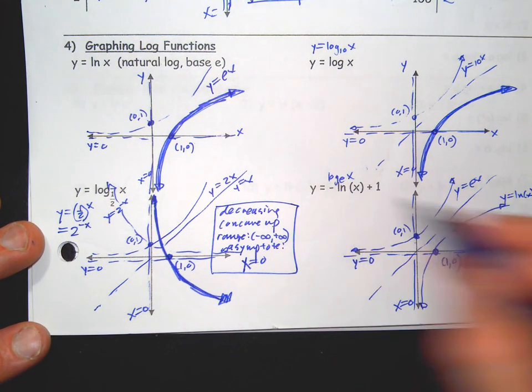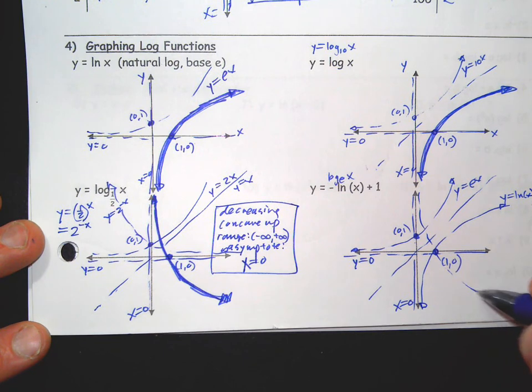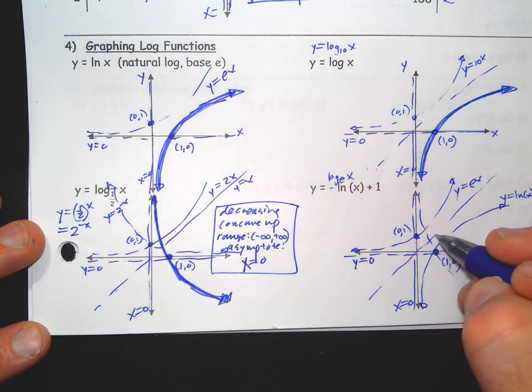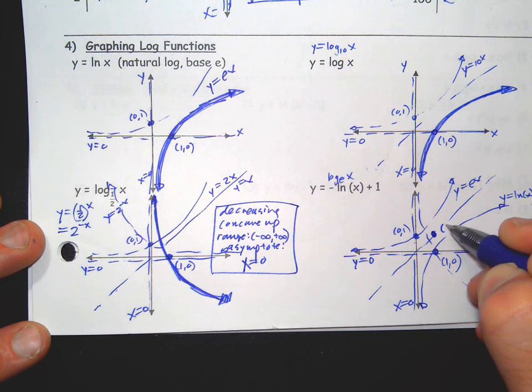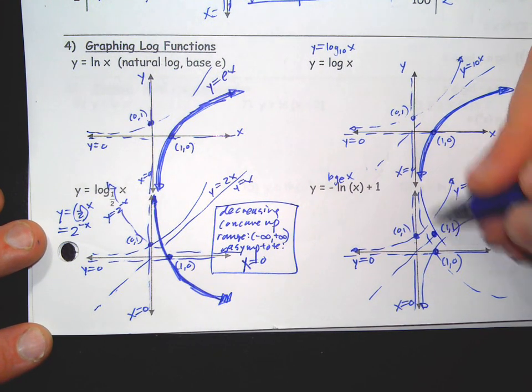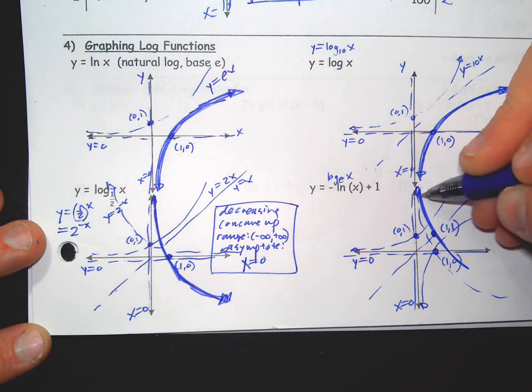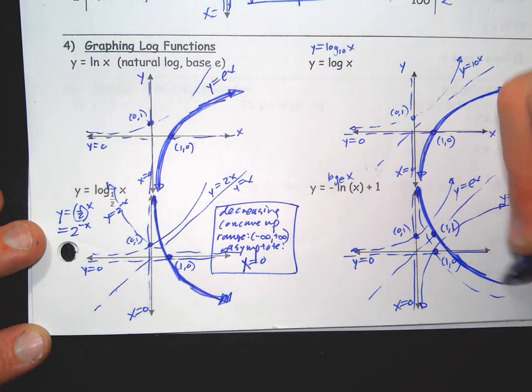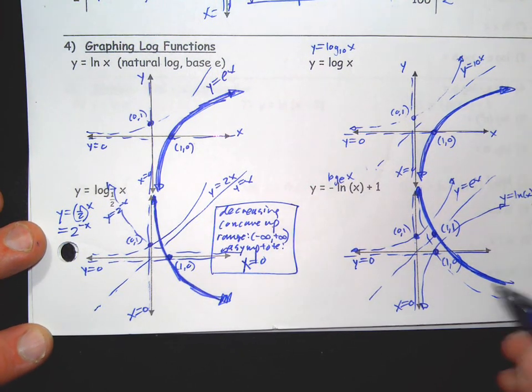Now, the negative on the outside flips it upside down, and the plus 1 moves everything up 1. So we're just keeping track of what was the x-intercept. Now it's kind of in the middle of the graph. And we make the dark version of the final answer, just like we did last chapter with trig graphs.